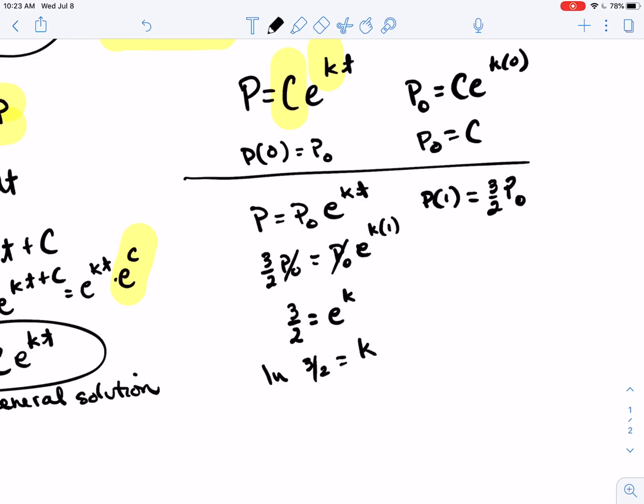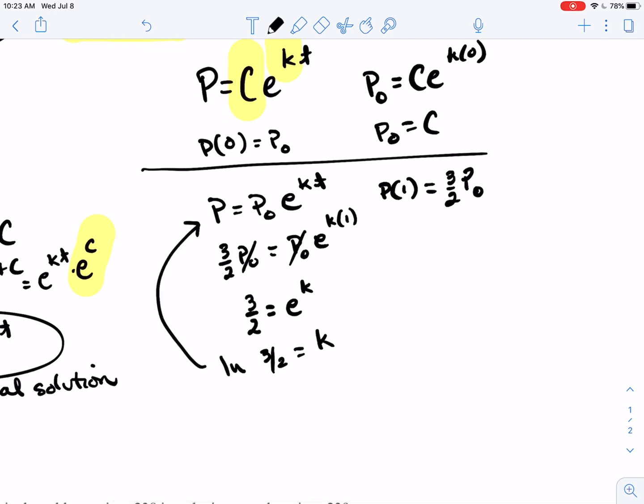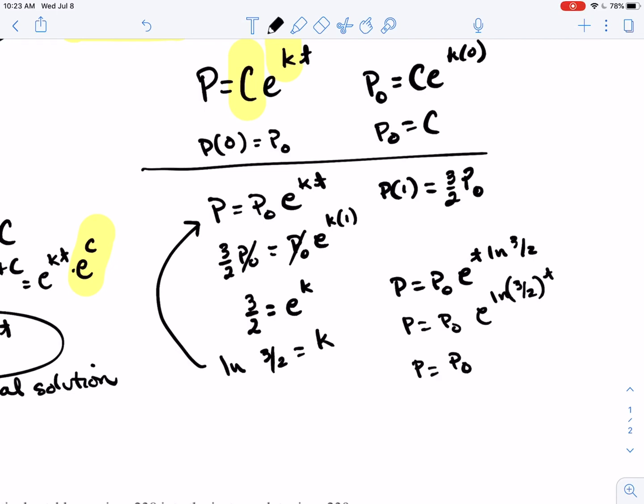So now I could rewrite that back into my equation here, where I have P equals P sub 0 e to the t times ln 3/2. Well, we could even simplify that further, where I have P, and let's say I write it like this, 3/2 raised to the t. I know e and ln are inverses, so I have this notation here.